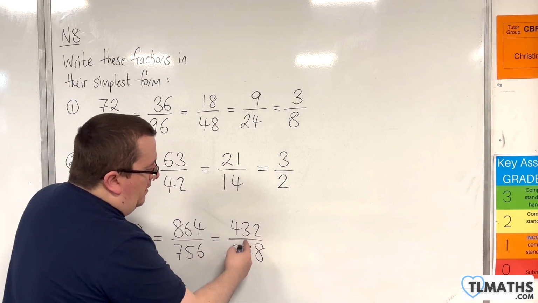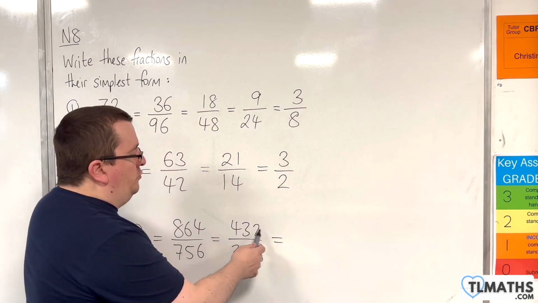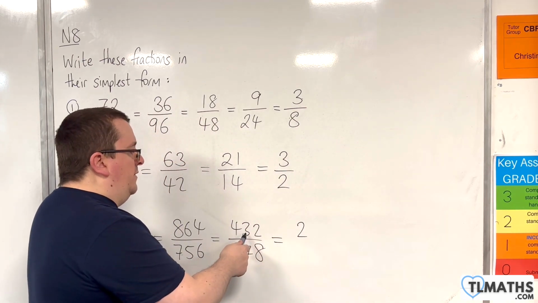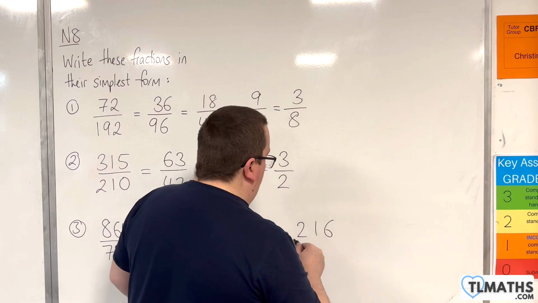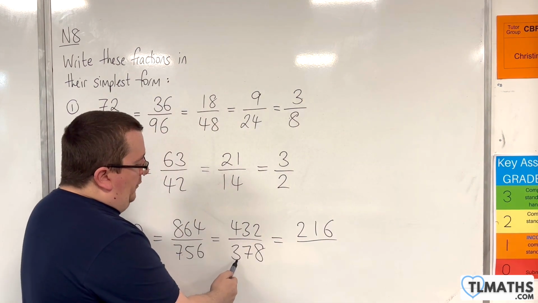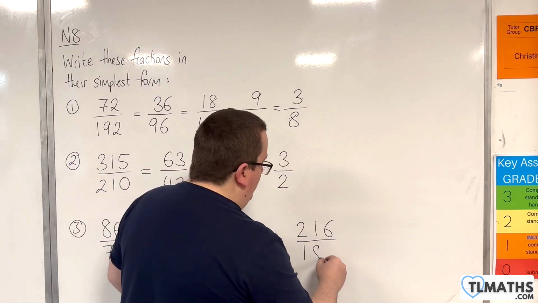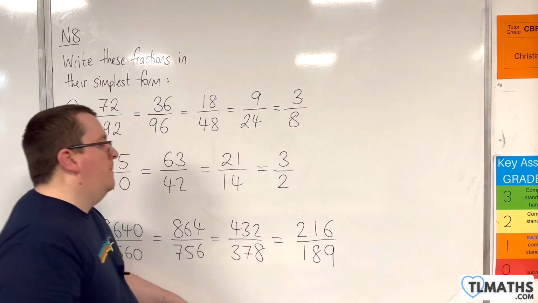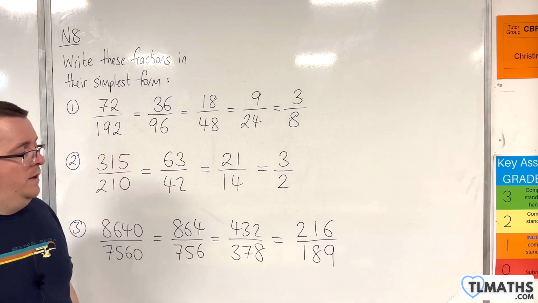Right, both of these are even, so we can do that again. So 432 divided by 2 will be 216. 2's into 3 go 1 with 1 left over. 2's into 12 go 6. And then we've got 2's into 3 go once. 2's into 17 go 8 with 1 left over. 2's into 18 go 9. Okay, so we've got 216 over 189.